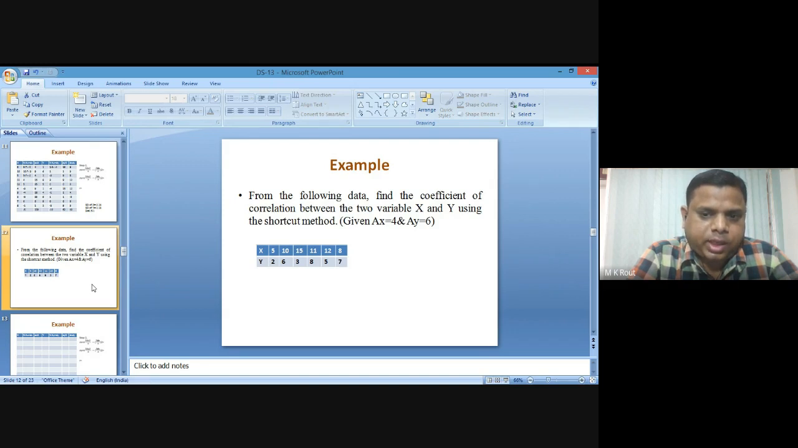I repeat here, the assumed mean in case of x series is 4 and the assumed mean for y series is 6. So in the same fashion, you make a particular table. I just go to the next slide. Did it finish from your side? Anyone? Yes, sir.